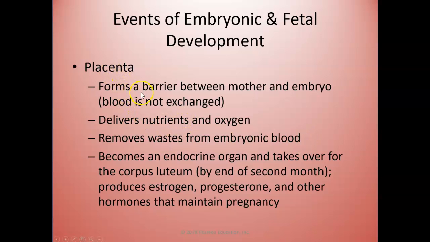The placenta forms a barrier between mother and embryo. Blood is not actually exchanged. It runs in capillaries right next to each other, so you can have diffusion of nutrients and oxygen and waste back and forth across it. It does become an endocrine organ, and it takes over for the corpus luteum, producing estrogen, progesterone, and other hormones, and they maintain the pregnancy.